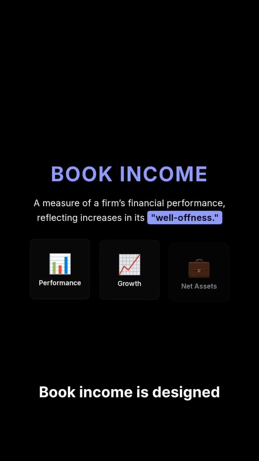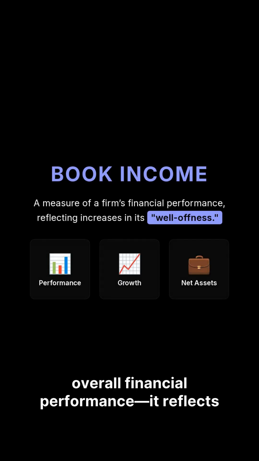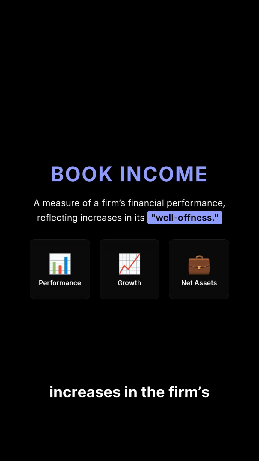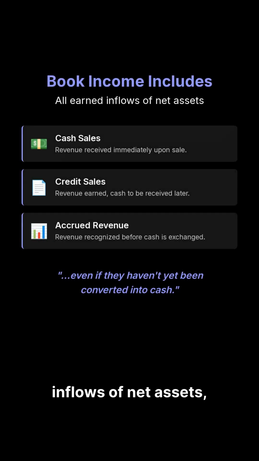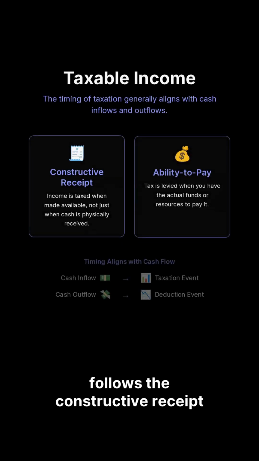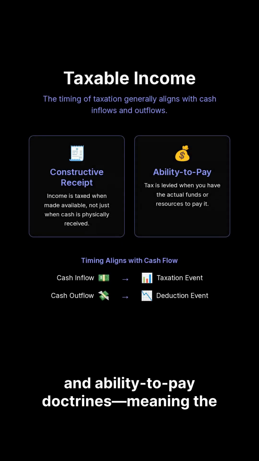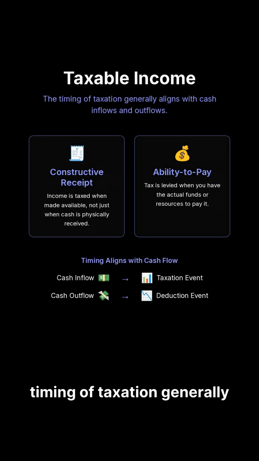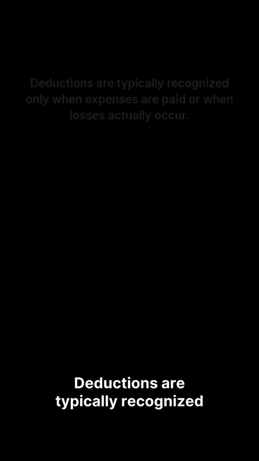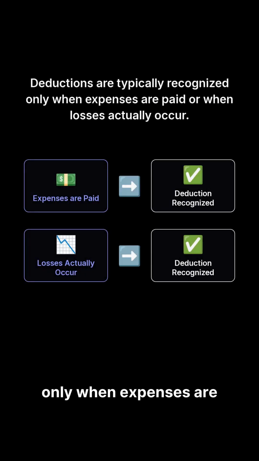Book income is designed to measure a firm's overall financial performance. It reflects increases in the firm's well-offness. It includes all earned inflows of net assets, even if they haven't yet been converted into cash. By contrast, taxable income follows the constructive receipt and ability to pay doctrines, meaning the timing of taxation generally aligns with cash inflows and outflows. Deductions are typically recognized only when expenses are paid or when losses actually occur.